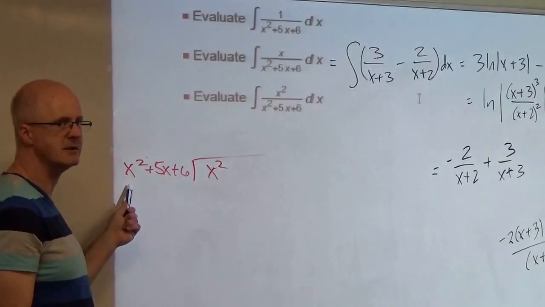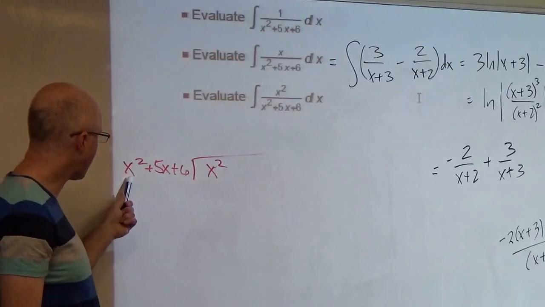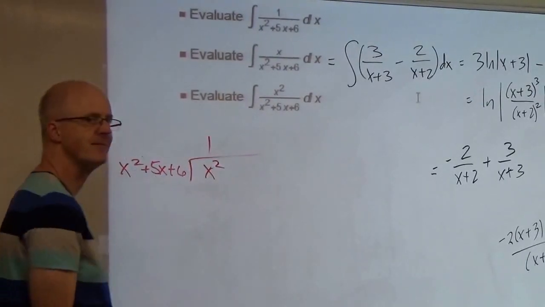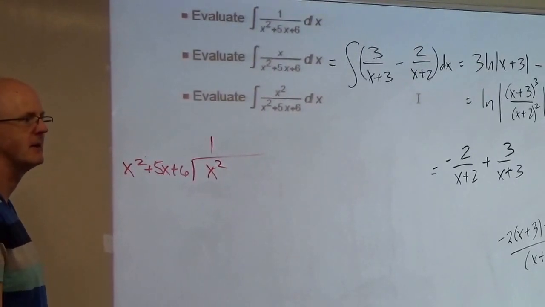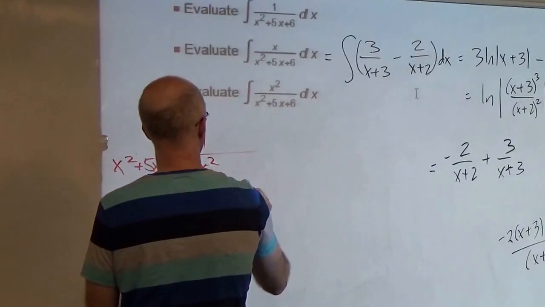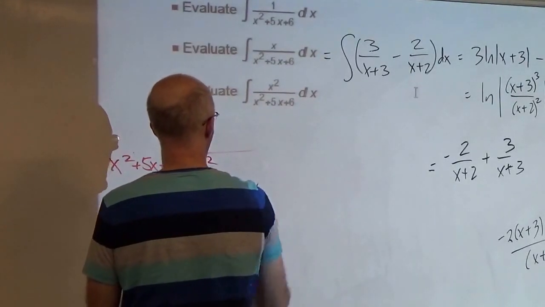Look at the highest powers. What should you multiply x squared by to get x squared? You should multiply it by 1. Put a 1 up there. Now multiply that 1 times each of these things and put them down here. And now subtract.